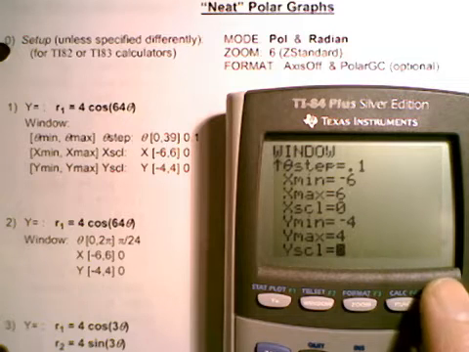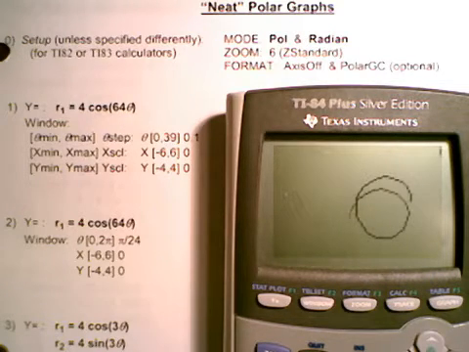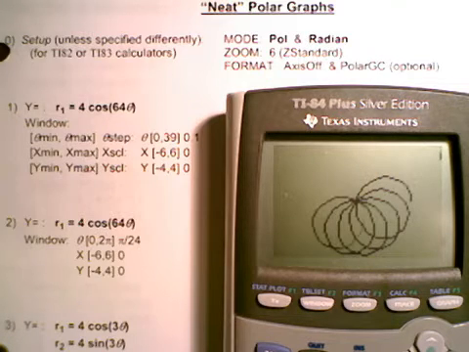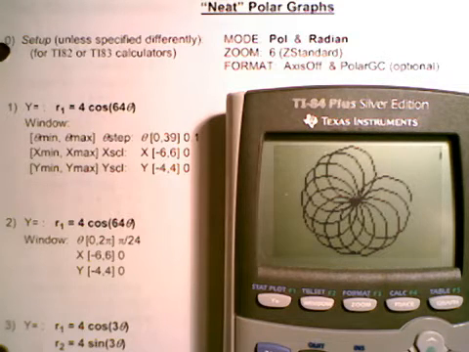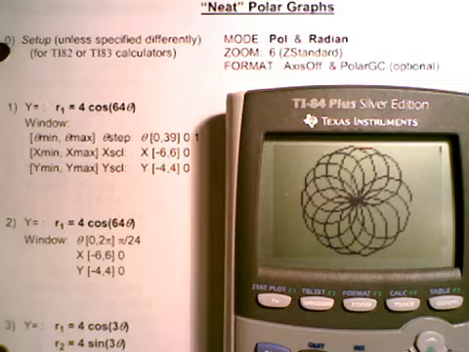Let's see what happens. Now, by the way, in the next video or one of the next couple videos, you're going to learn how to graph these polar functions. And that's a polar graph. So it's kind of cool.